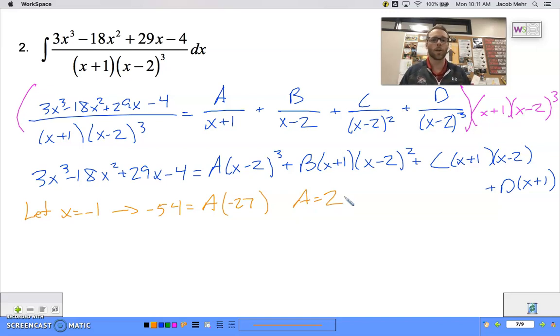Okay. Now let's try to go on to another unknown. And I say, okay, well, I can make the a go away if I let x equal 2. Okay. If we let x equal 2, that's going to be 0. That's going to be 0. That's going to be 0. But our d term will still be remaining. So let's let x equal 2.